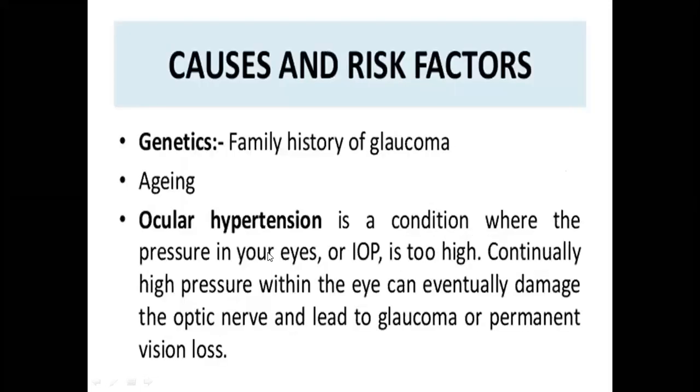अच्छा. Risk factors. What are the causes and risks which develop glaucoma? बहुत common condition है, इसलिए बहुत समझना इसका ज़रूरी है और आपके examiners भी पूछते हैं. So either a family history of glaucoma, congenital, और aging. बड़ी एज में glaucoma अक्सर हो जाया करता है. So elder age is a cause of glaucoma. Ocular hypertension is a condition where the pressure in your eyes, or intraocular pressure, is too high. Continually high pressure within the eye can eventually damage the optic nerve, lead to glaucoma and permanent visual loss.